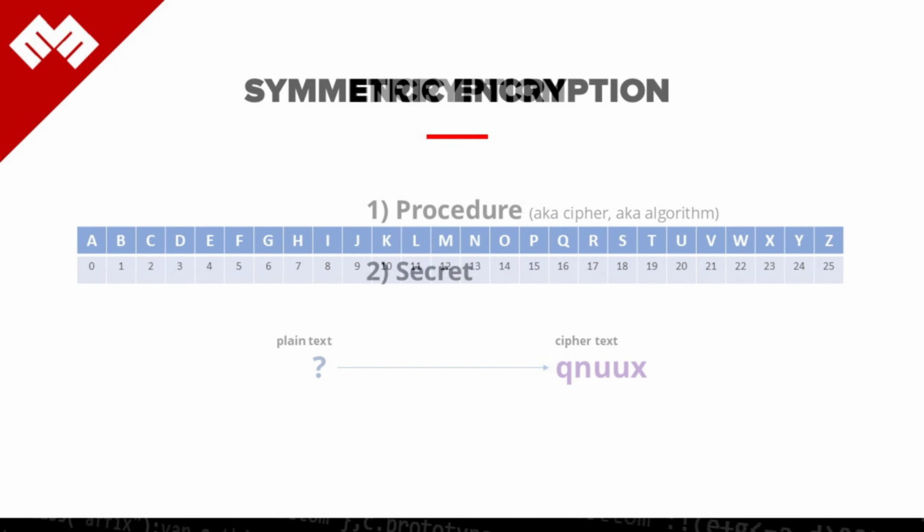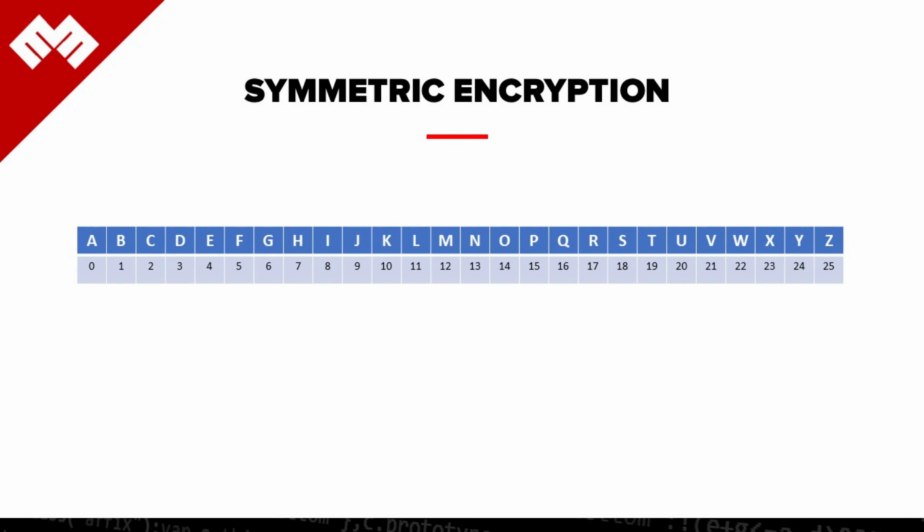Let's start with the procedure. Your manager says the procedure requires shifting alphabet letters around. If that were the case, you might start with a grid like this. Every letter in the alphabet can be represented by a number. A is 0, B is 1, C is 2, all the way to Z is 25. Next, your manager says that you also need to know a secret, and the secret is the number 9.